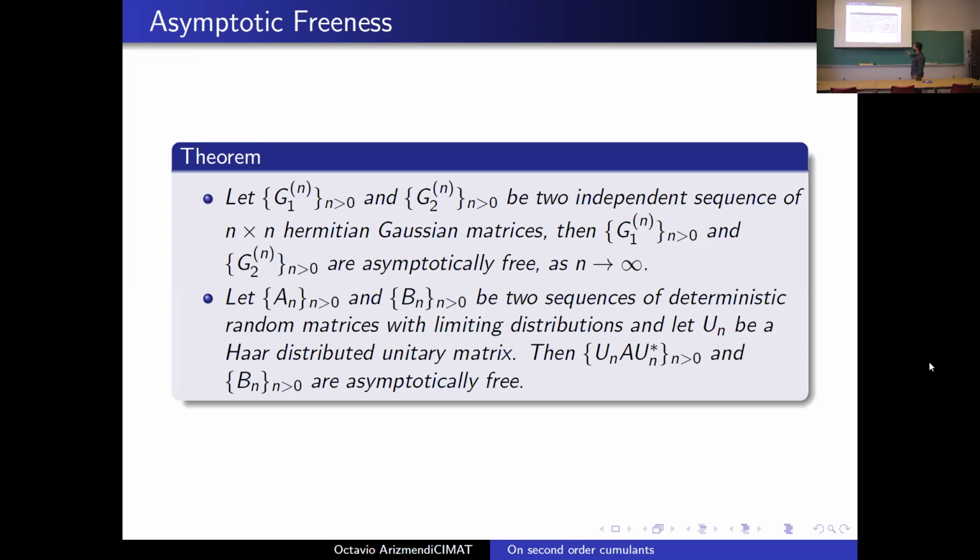Another very nice example is that if we have two, say, deterministic matrices, meaning the entries are not random, but they have limiting distributions, then if we rotate one of them, this new rotated version together with the original one is asymptotically free. Particularly, I can take A to be B. So the idea is that randomly rotated things, which are in general position, somehow lose all the relations and then become free.